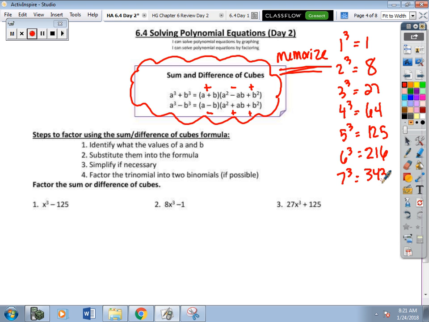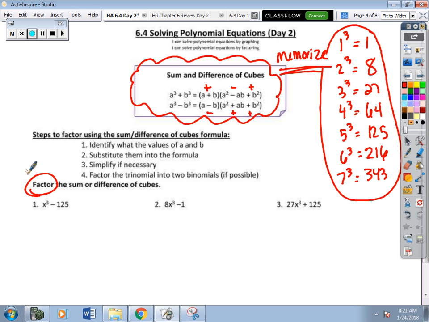There are obviously more. You can do 8 cubed, 9 cubed, 10 cubed, which will be 1,000. But these are the most often, because I try not to give you too big of numbers. These are the most often ones you're going to see. So you might want to familiarize yourself with them, just so that when you see them, you know they're a perfect cube.